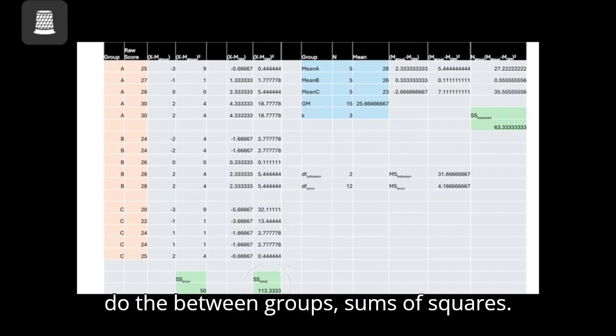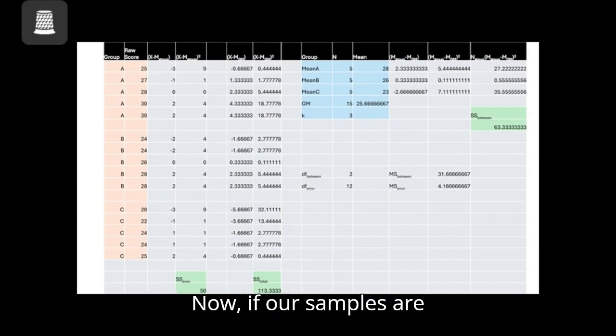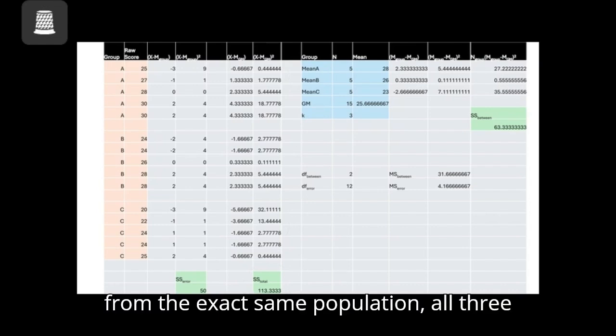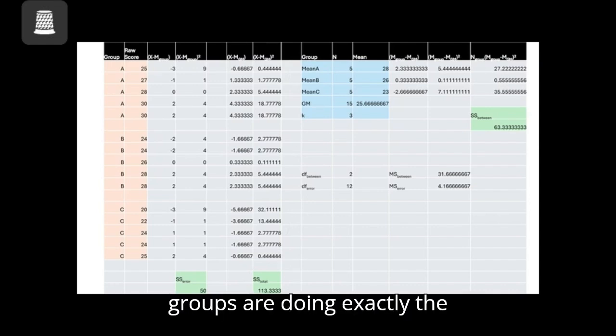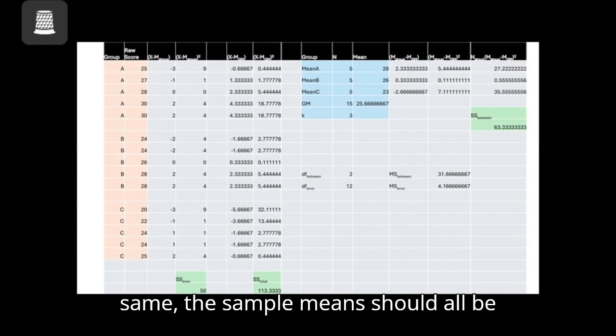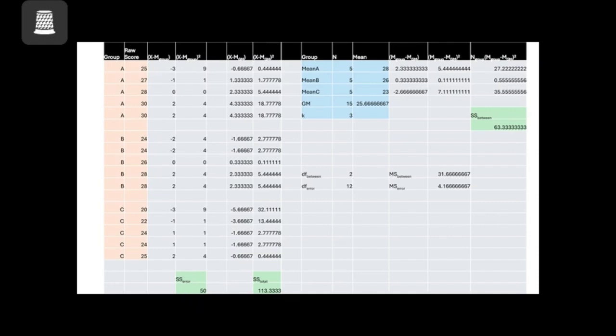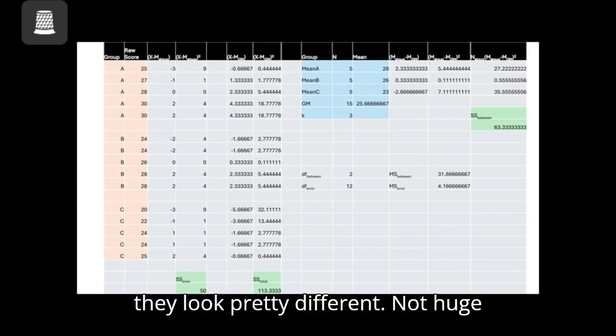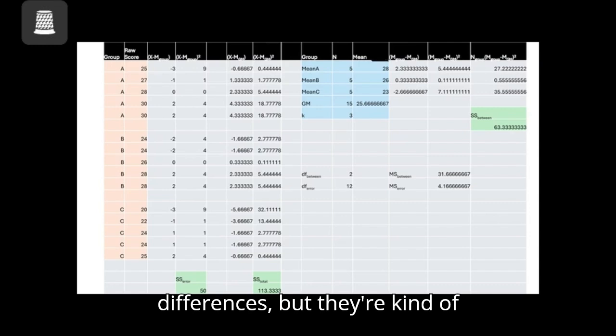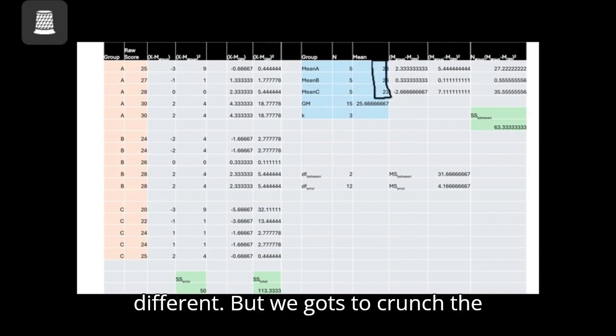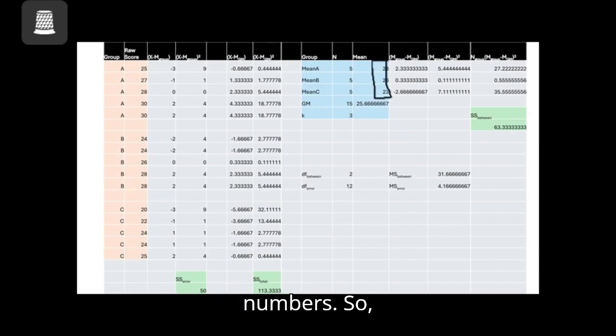Finally, we're going to do the between groups sum of squares. Now, if our samples are from the exact same population, all 3 groups are doing exactly the same, the sample means should all be really close to one another. And they look pretty different. Not huge differences, but they're kind of different. But we've got to crunch the numbers.